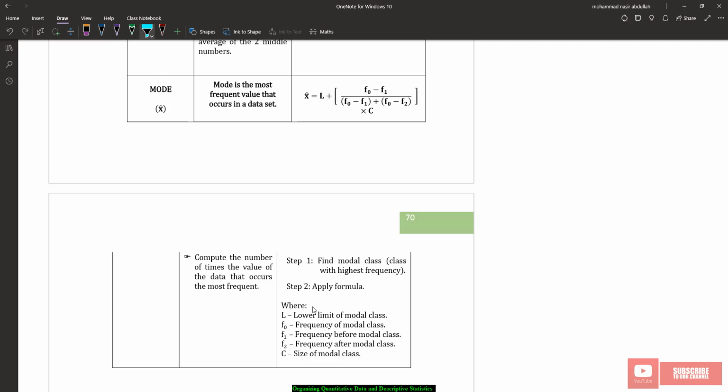When we have grouped data, we need to use this formula. Lower class boundary of the modal class plus frequency of the modal class minus frequency before the modal class, divided by frequency of the modal class minus frequency before the modal class, plus frequency of the modal class minus frequency after the modal class. Let me look at the formula and make it simple for you so you can understand. This formula is quite confusing.